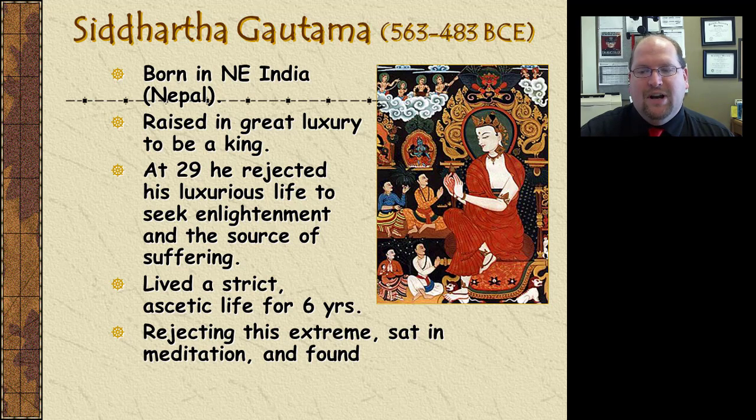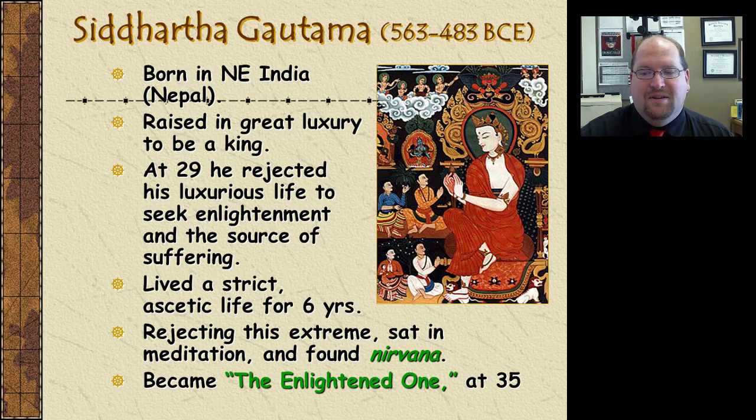Eventually, he rejected that kind of life and instead decided to sit and meditate for a very long time. In doing so, he found what's called nirvana. And I don't mean the band Nirvana with Kurt Cobain. At 35, tradition states that he became known as the Enlightened One.